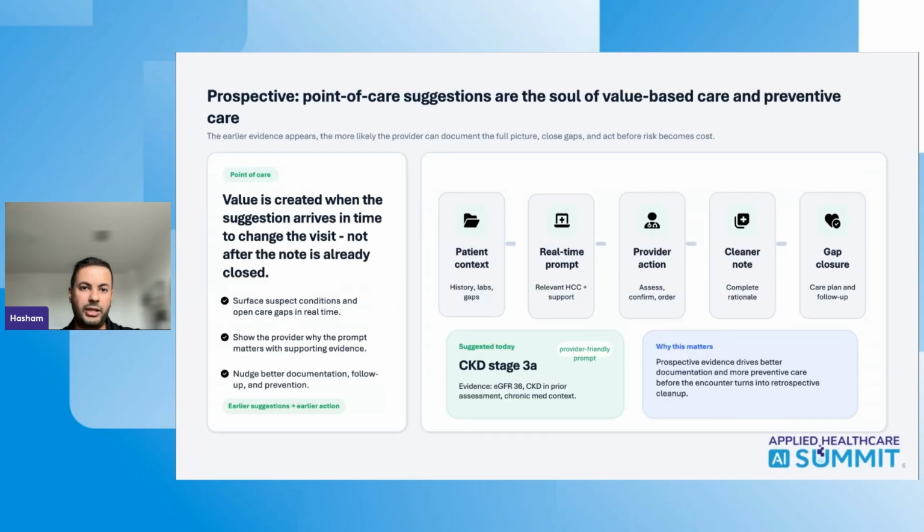In the case of prospecting, what's the workflow that we have developed? It's mainly about when we pull and process all the data of the patient, what we call the patient context. We pull history, lab results, maybe radiology reports, etc., and those are processed. Then real-time prompts are shown to the provider right inside their EMR or EHR, and the provider can take an action.